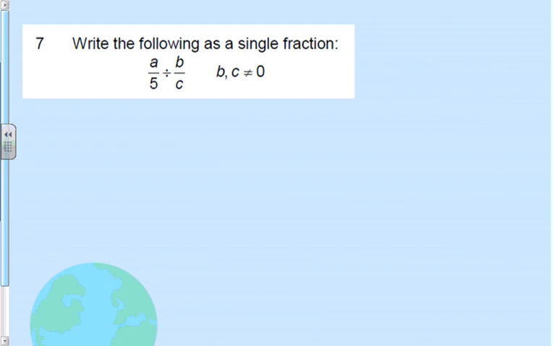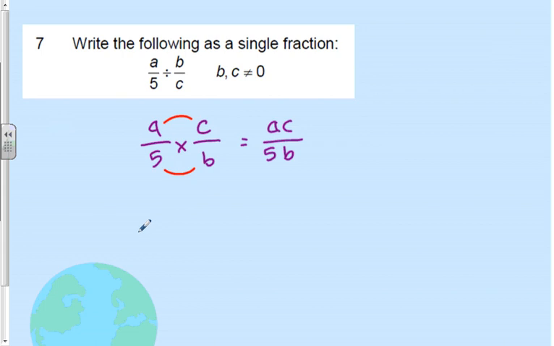Question 7 uses our operators. Now we have: write the following as a single fraction. a over 5 divided by b over c. Now we know from dividing fractions that we're going to flip this second fraction upside down and then we're going to multiply. So instead of a over 5 divided by b over c, what we've really got is a over 5 times c over b. Now when we multiply the tops together to give us our new numerator, and we multiply the bottoms together to give us our new denominator, which gives us ac over 5b. And that's it as a single fraction.